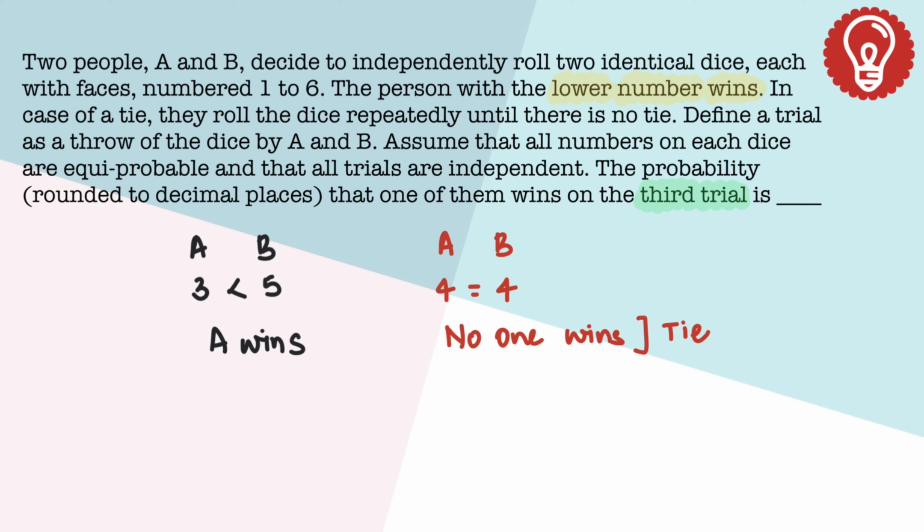So each person is rolling one dice. The person who gets the smaller number on the dice wins. And if you get the same number on the dice, we call it a tie. And we want the probability of any one of them winning on the third trial, right?